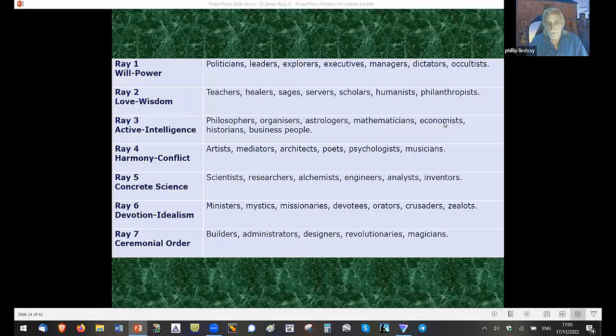Ray 4, harmony through conflict: artists, mediators, architects, poets, psychologists, musicians. And as the 4th ray is coming into incarnation again very soon, we're going to see, as I said, new art, new architecture perhaps, new music, a revival of poetry, I hope. And psychologists quite often have the 4th ray in their makeup, which is appropriate because they're dealing with humanity in general, all sorts of different clients. They have to be able to relate in that respect.